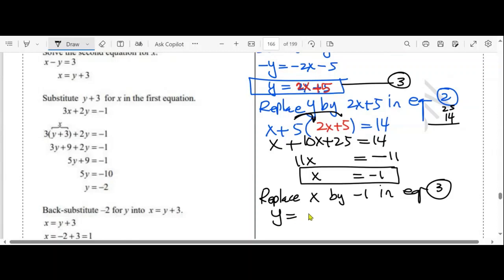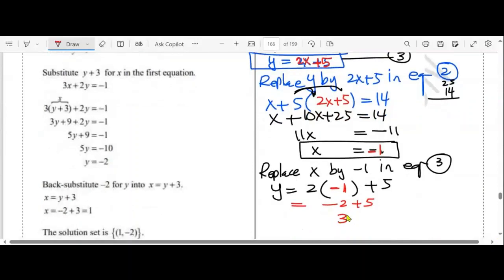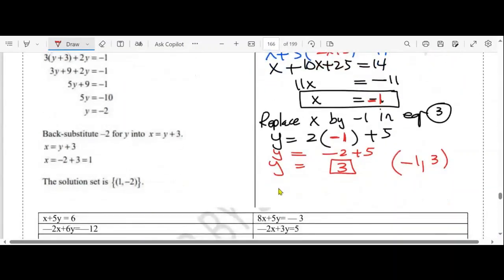So I have y here equals 2 times open parentheses plus 5. How much is x? Minus 1. So you're going to get negative 2 plus 5, which equals how much? 3. So what's your point? Negative 1, 3. So we said this intersects, right?